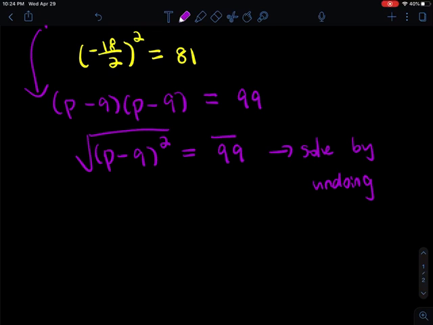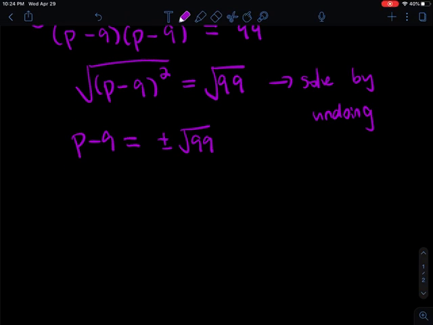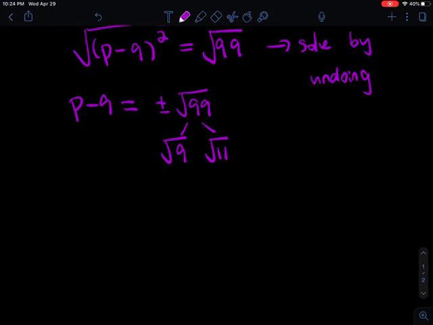So now we can just go ahead and take the square root of both sides. So we have p minus 9 is equal to, and then don't forget your plus or minus, square root of 99. And now if we could simplify this radical, we would. And in this case, I think we can. So the largest perfect square that can go in here is 9. That's root 9 times root 11, or 3 root 11.